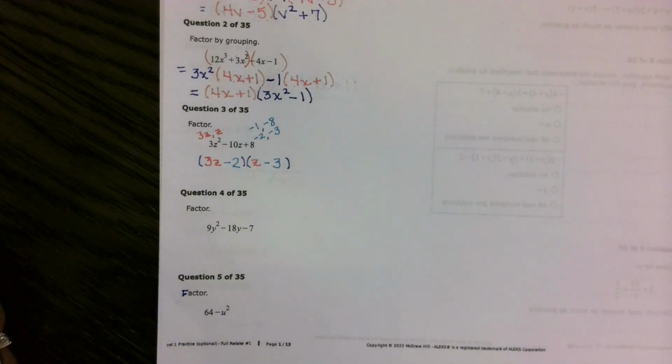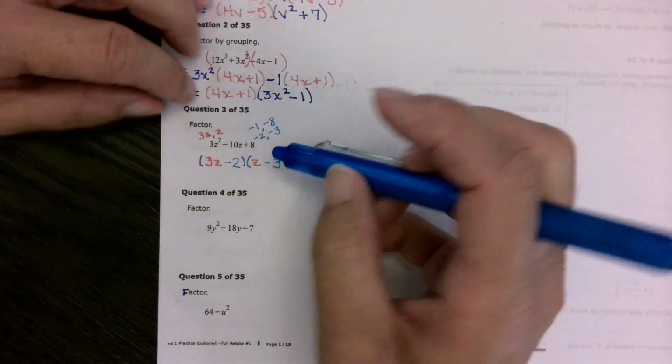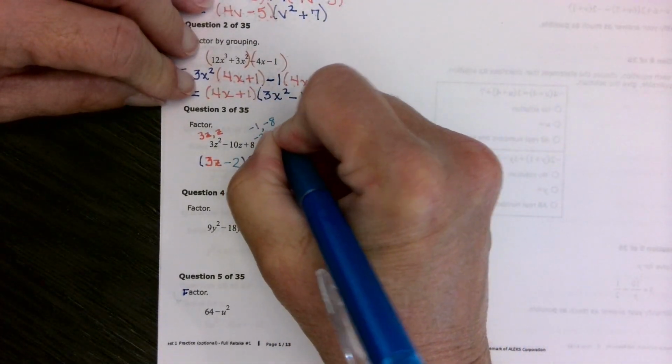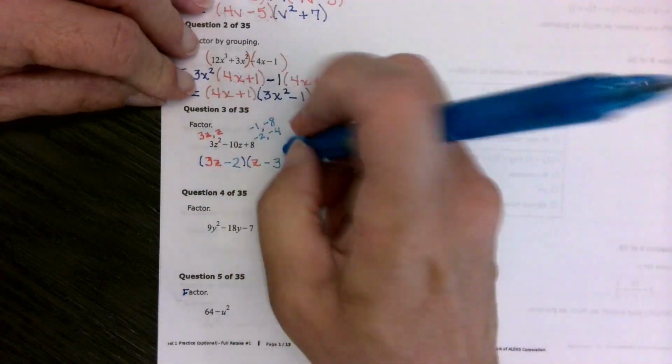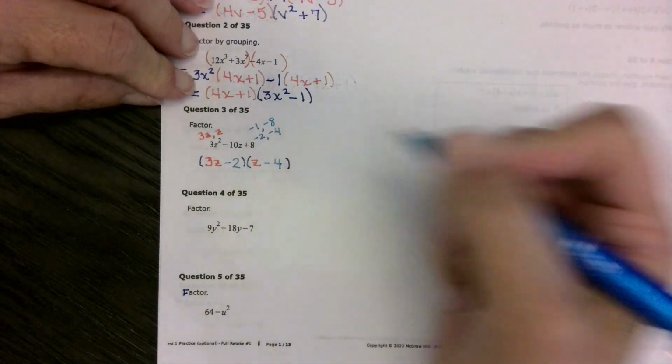When I do that, okay, that's not going to work because I'm going to try again. Oh, wait, what am I doing? I'm having trouble this morning. This would have been a 4. 2 times 4 gives us the 8, not 2 times negative 3. That's why it's not working. Okay, so I just put these in here.